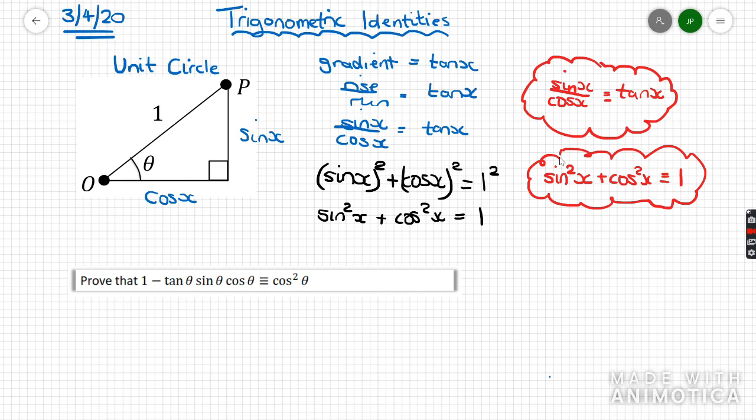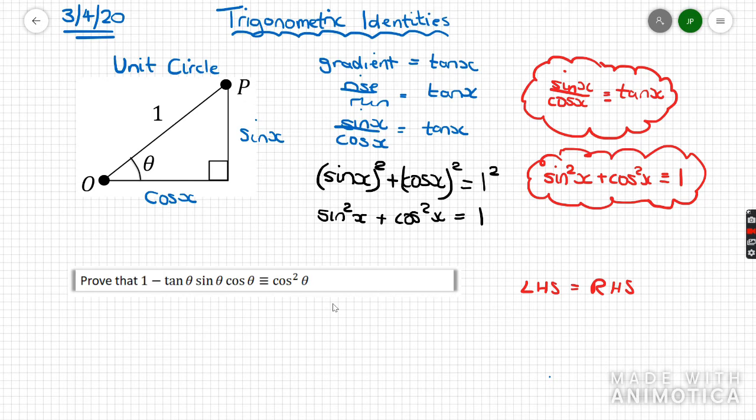Right, the sort of question we're going to be asked. This is where proof will come into it. So prove 1 minus tan x sine x cos x is always equal to cos squared. A bit like normal proof, what we have to do is prove that the left hand side is equal to the right hand side. So we manipulate one side so that it equals the other. I'm going to focus on the left hand side and leave the right hand side where it is.